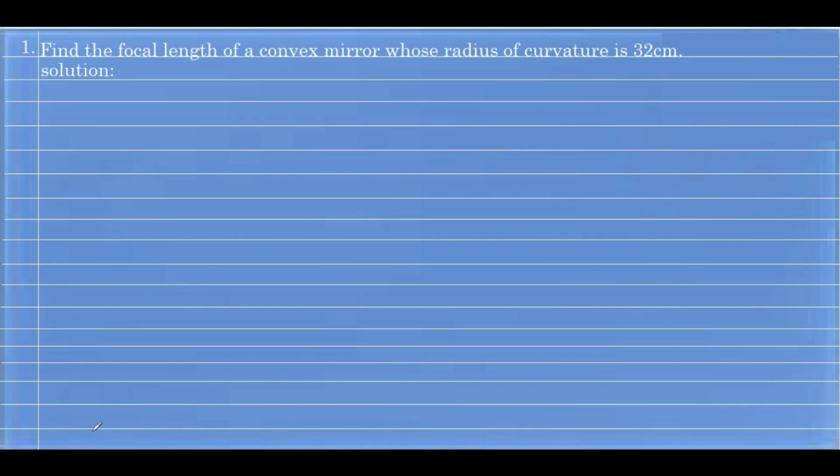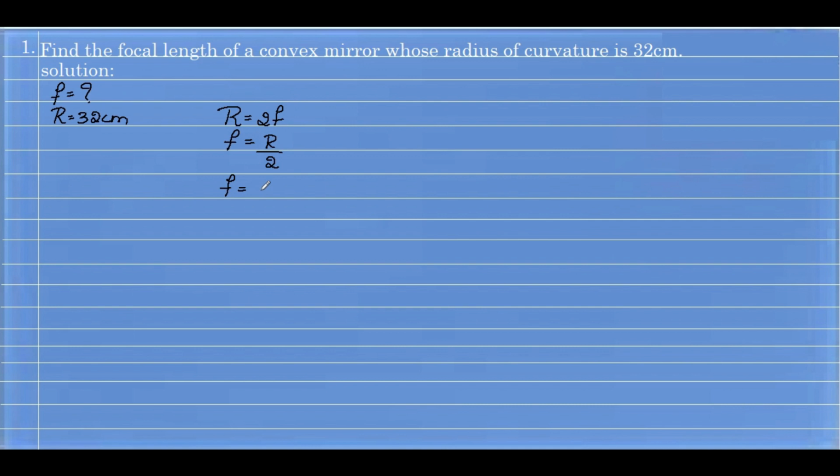This is the question part. The first question in this section is to find the focal length of a convex mirror whose radius of curvature is 32 centimeter. It's a simple problem. We know the relationship between radius of curvature and focal length: radius of curvature is twice the focal length, right? Here the radius of curvature is given, we need to find the focal length. So we alter the formula, that is f is equal to r divided by 2.